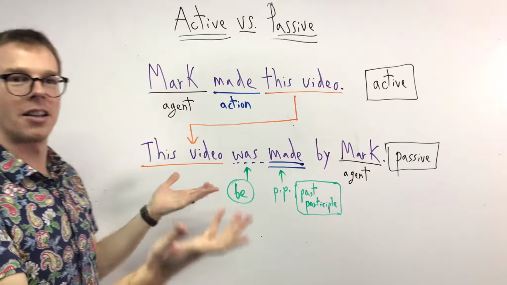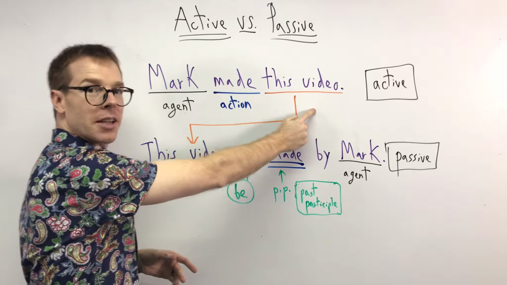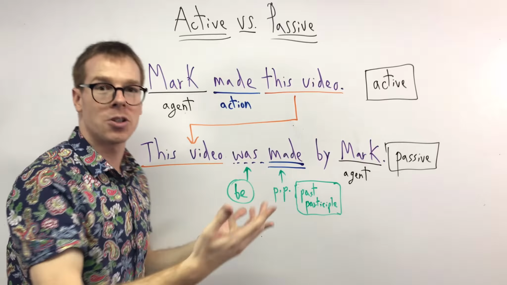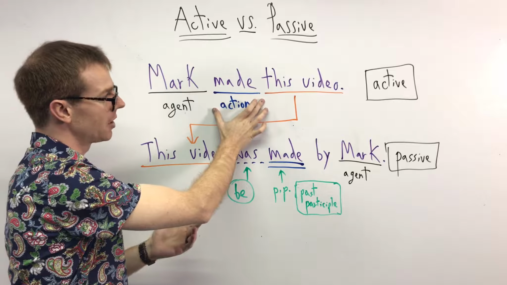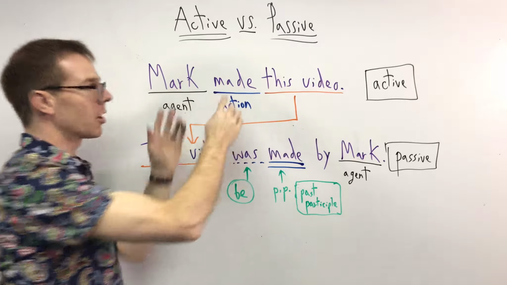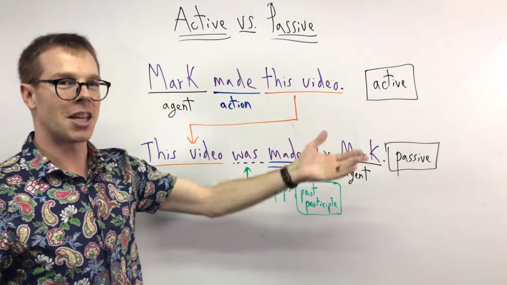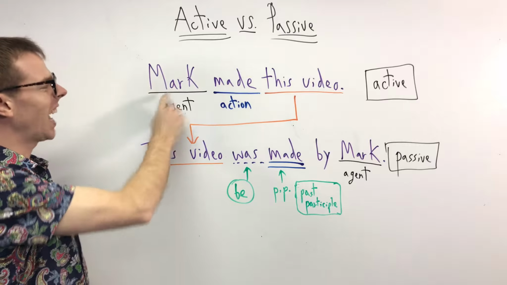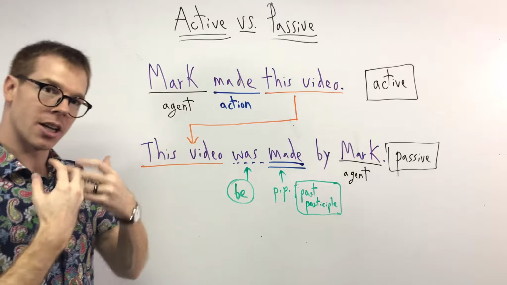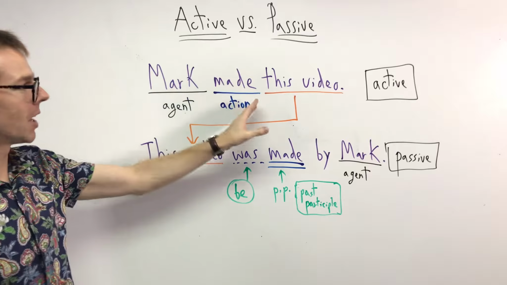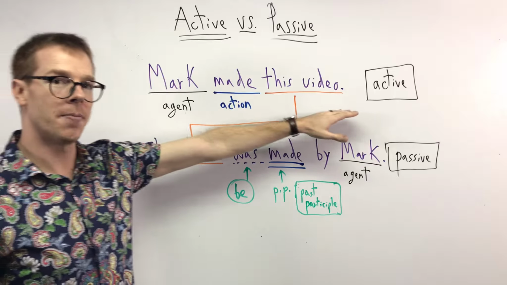Like most sentences, we start with our subject, verb, object, right? And it's very easy to understand. Mark is the person who does this action to this, right? Mark made what? Mark made this video. Sometimes in an English grammar book, we'll use the word agent for the person who does the action. Mark made. Active voice or an active sentence, okay?